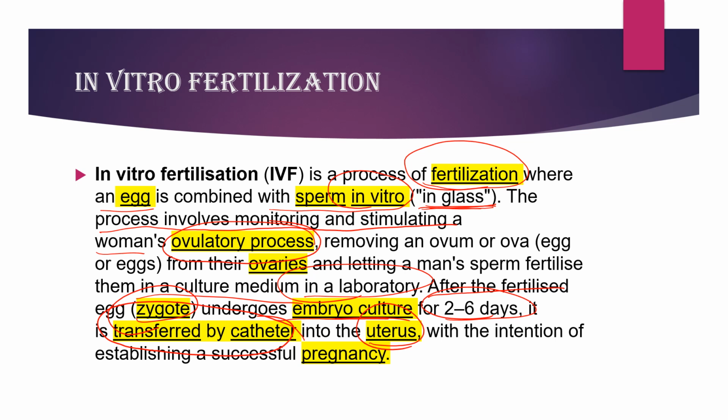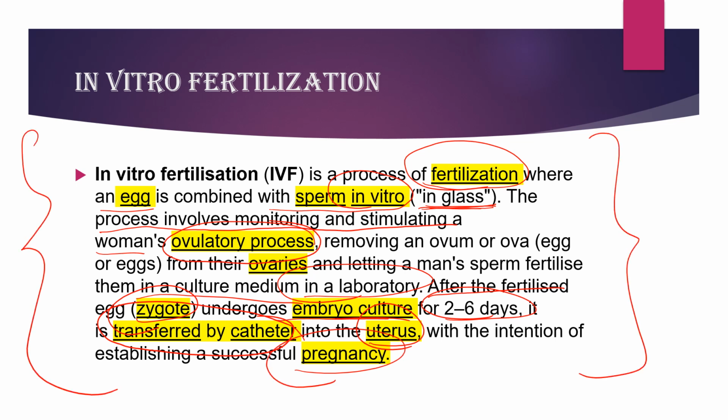So this is done with the intention of establishing a successful pregnancy. This is in vitro fertilization, and it is of much use nowadays. It is one of the main assisted reproductive techniques, also called IVF. Now let us move into the diagram of this, to see how it is happening.